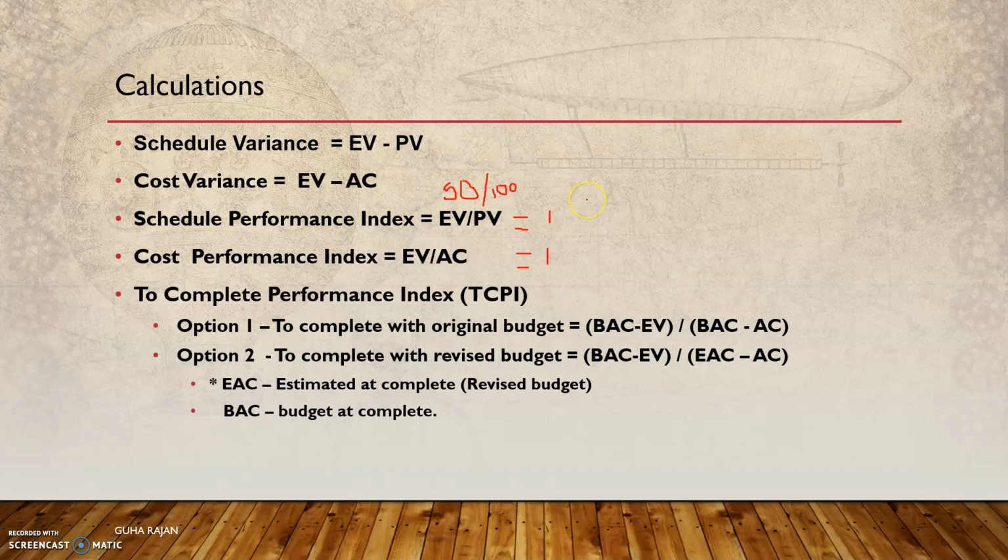Since the numerator is lesser, naturally it will be a decimal. So less than 1 means you are lagging in the schedule, and similarly you are spending more. The actual cost will be 100, whereas if it is just 50, you are lagging behind. So that way, yes, you are over budget. You have gone beyond what was actually planned.